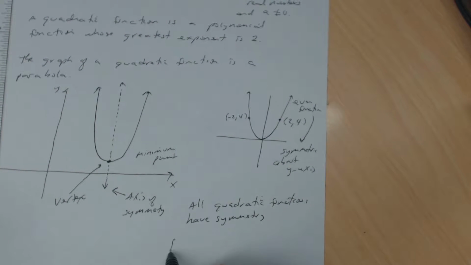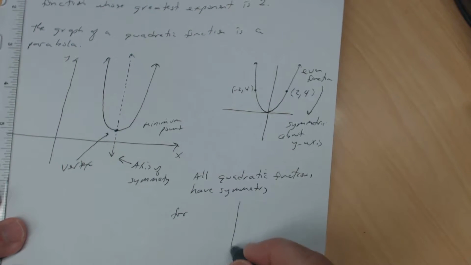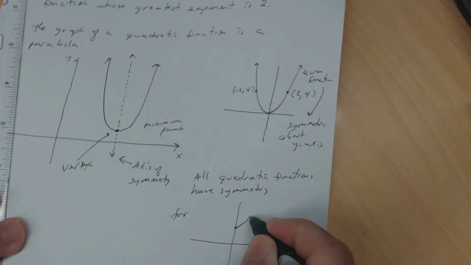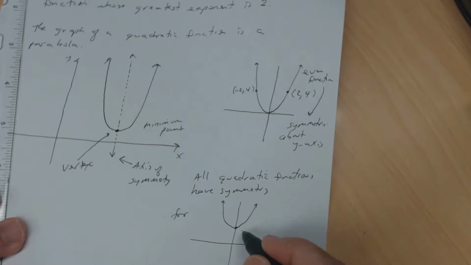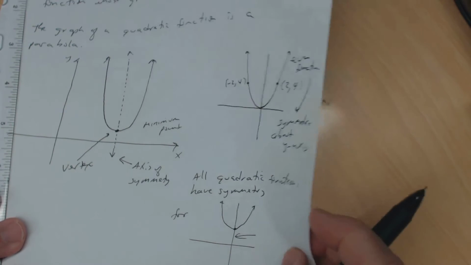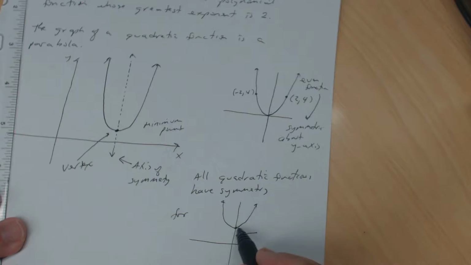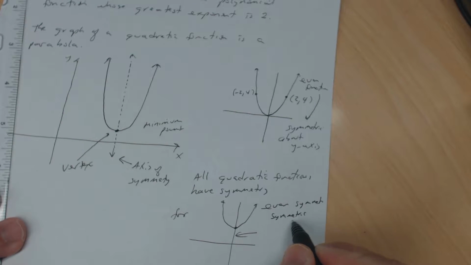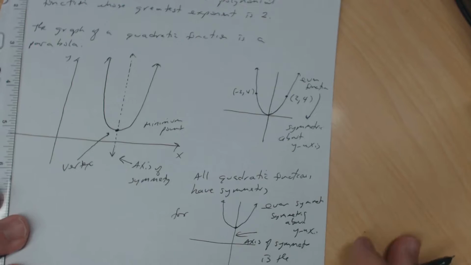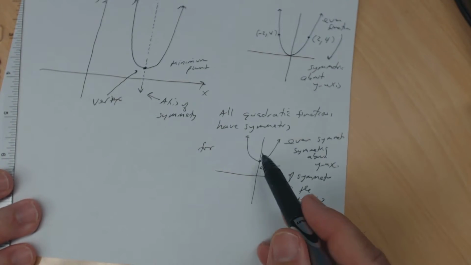So for this even function, let me go ahead and write this. I just moved the parabola up, but the y-axis would still be the axis of symmetry, because this is an even function, remember. All even functions are symmetric about the y-axis. And so the y-axis is the axis of symmetry. So the axis of symmetry is the y-axis for an even function.